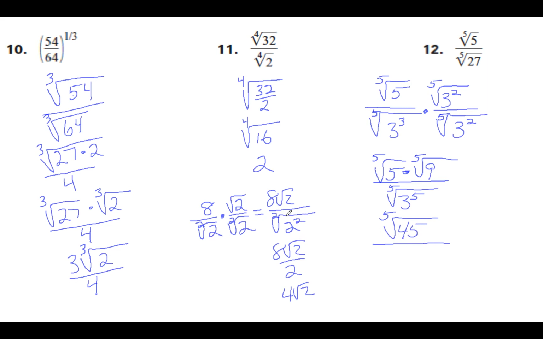Same way these 2's cancel out over here. This one here and this one here canceled out and just left us with the 2. These 5's are going to cancel out. 5th root of 3 to the 5th is just going to be 3. And that's your final answer.